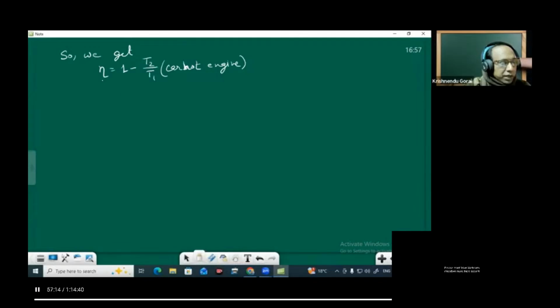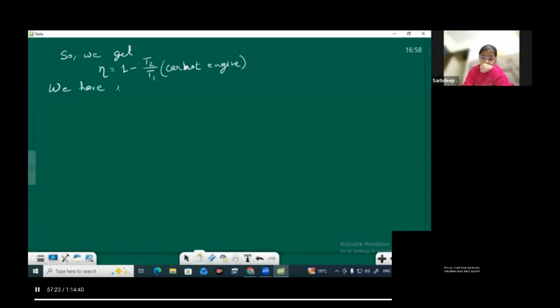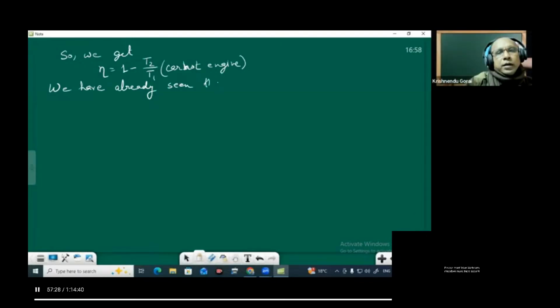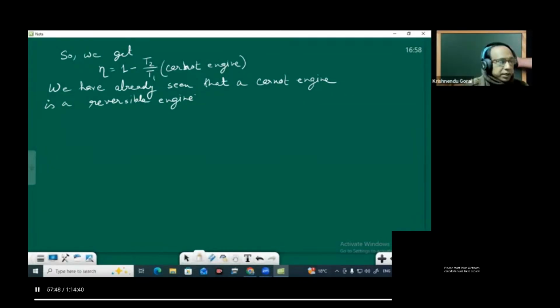Right? So we have already seen that a Carnot engine is a reversible engine. What do you find? That a Carnot engine is a reversible engine, right? So we find this formula, eta equal to 1 minus T2 by T1, right?